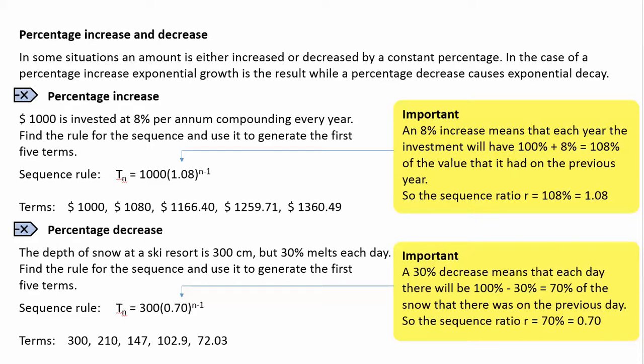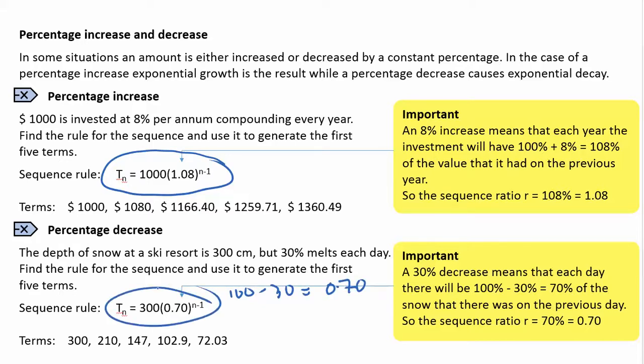In some situations, we'll be looking at where an amount is increased or decreased by a constant percentage. Now, this could be, for example, some compound interest questions, or perhaps somewhere where we're dealing with a constant percentage decrease. When we're dealing with a percentage increase, you'll notice we call it 108% or 1.08. But when we're looking at a decrease, that'll be 100 take 30, or 0.70, when we write it as a decimal.